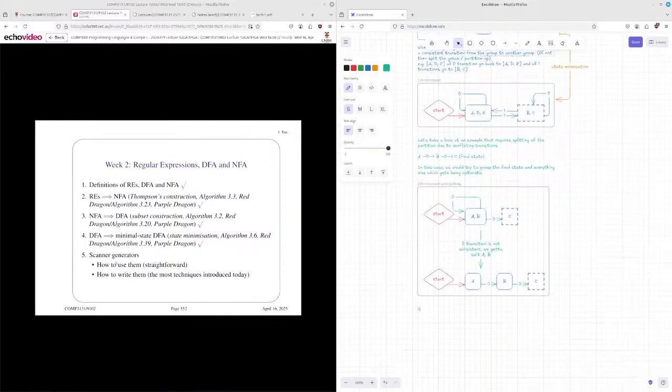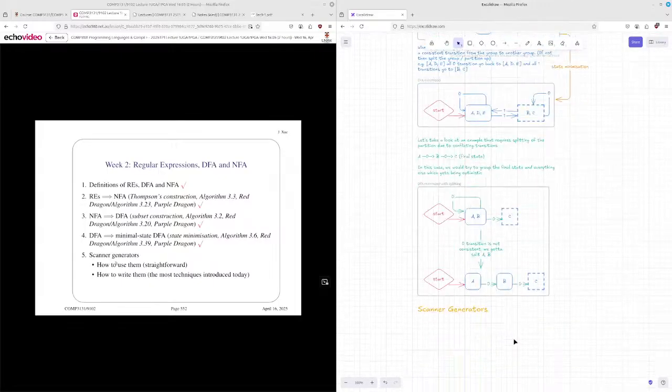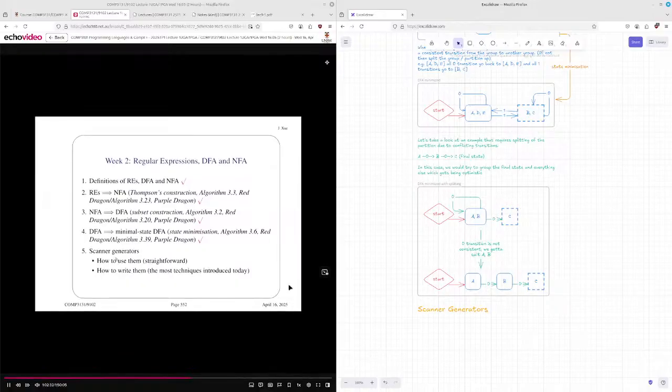Because the problem is, I want everybody to understand at least the rationale behind doing these two lectures. I think it's important. Every computer science student should have a good understanding about regular expressions, DFAs and EFAs, scanner generators. These are very simple tools, and you should be able to write one yourself.